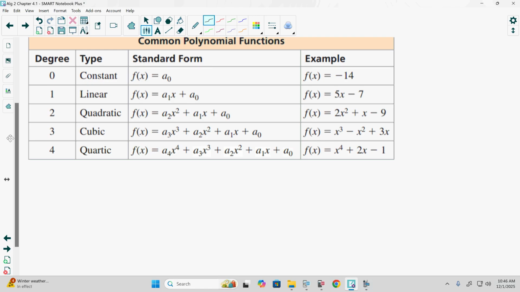Our next one is a type of degree 1. If the degree is 1, it's linear. It's the equation of a line. So 5x minus 7 would be linear. Quadratic is going to be degree 2. So 2x squared plus x minus 9.